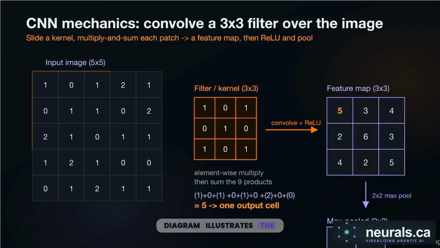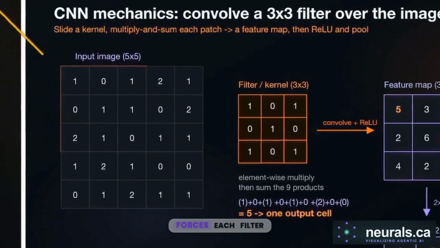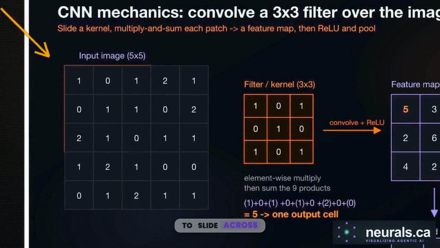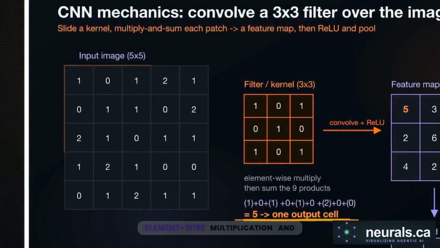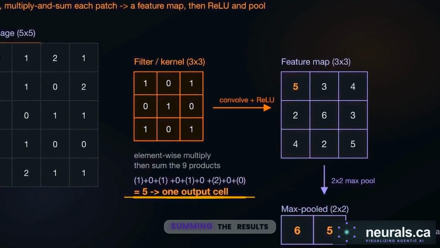This diagram illustrates the convolutional layer. We create 32 distinct 3x3 filters, acting as initial edge detectors. The code forces each filter to slide across the image, performing element-wise multiplication and summing the results into a new feature map.